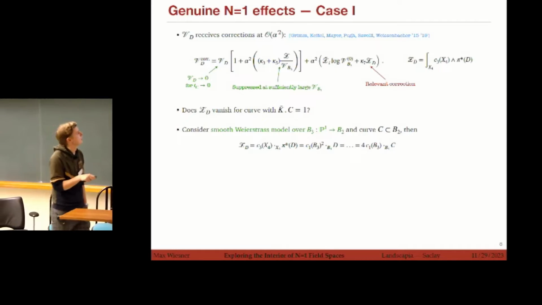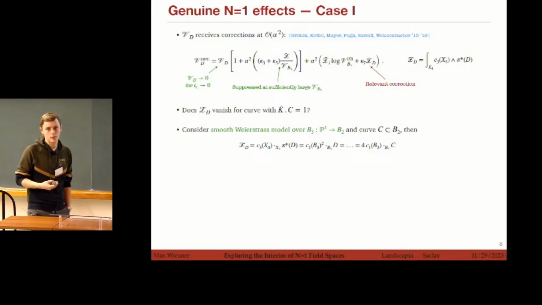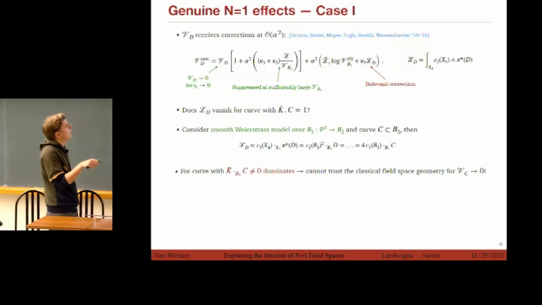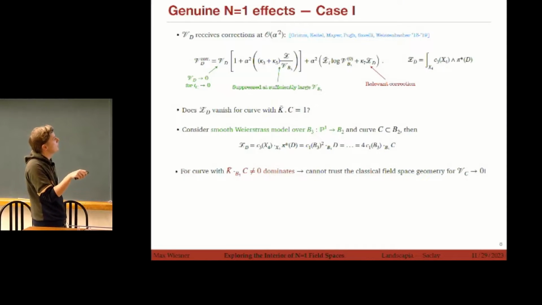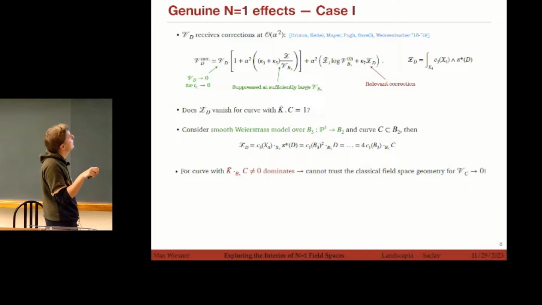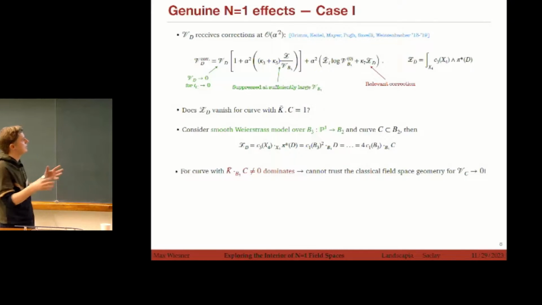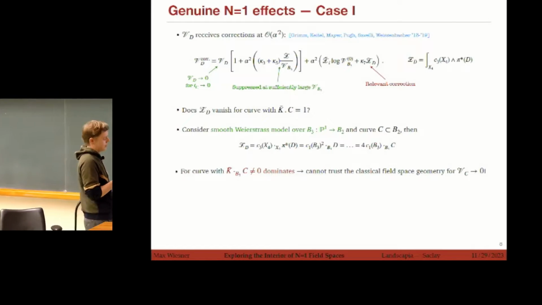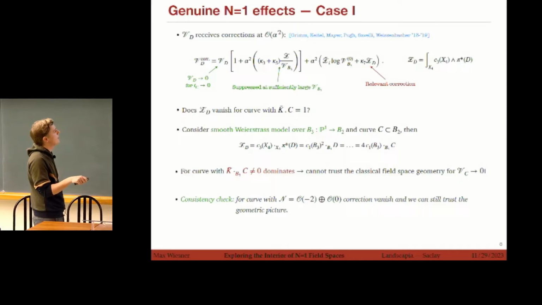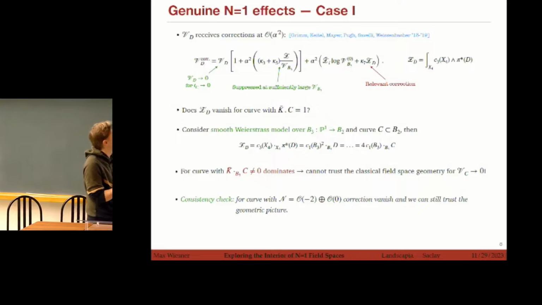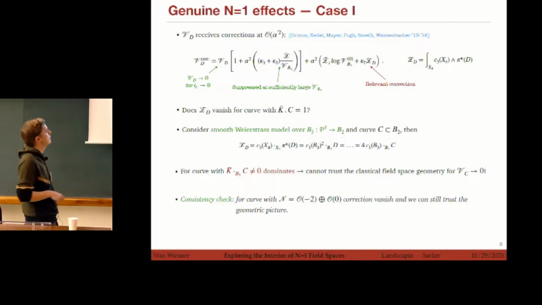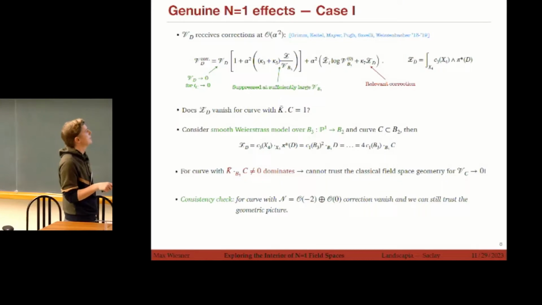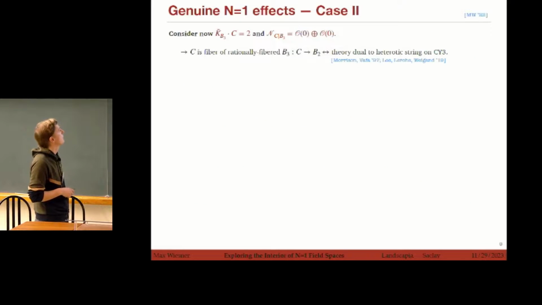And one can compute this correction and see that it's precisely proportional to the intersection between the anti-canonical class and C. Hence, it does not vanish in the case this is non-zero, or even 1. So it dominates over the classical term. So we cannot trust just the classical field space geometry for such a curve that intersects the K-bar, and actually the corrections take over. As a consistency check, if we have a curve that is what one might call an n equal to 2 curve, this correction vanishes identically because this is 0. And we can still trust the geometric picture because basically this curve does not see these genuine n equal to 2 to n equal to 1 breaking effects.